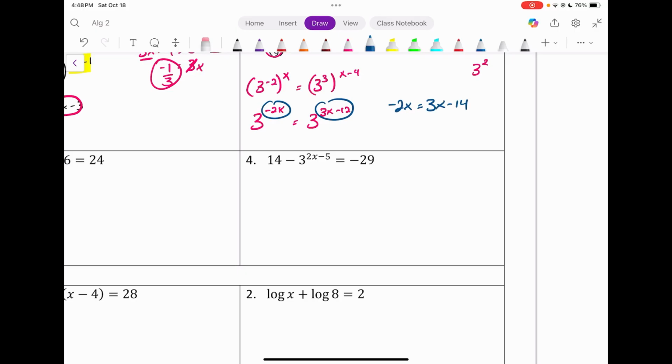I'm going to move my minus 2x over here by adding 2x. I now have 5x. Nothing's left on the left side, but I'm going to move my minus 14 over there by changing it to positive 14. Last step, divide by 5, and you have an answer of 14/5.